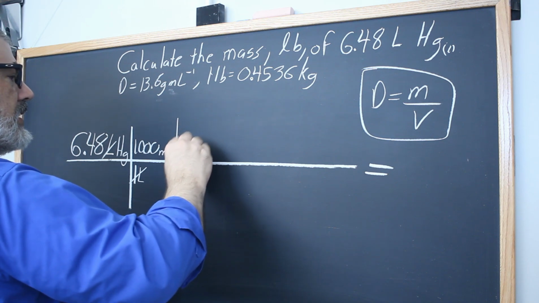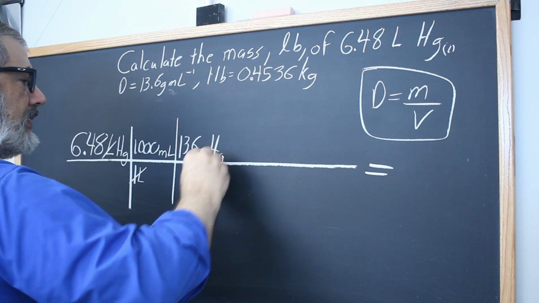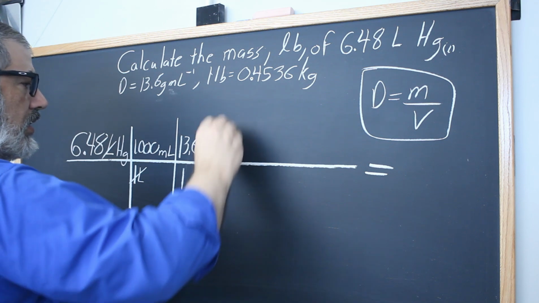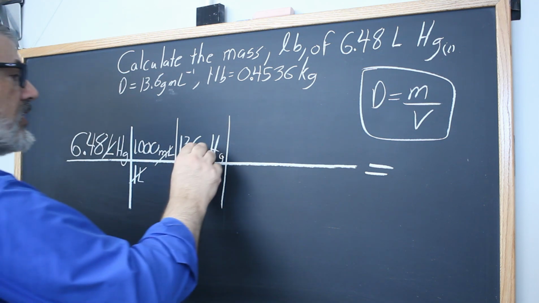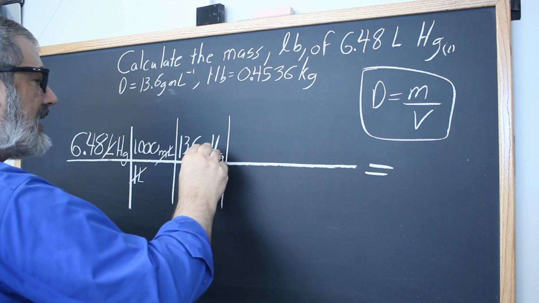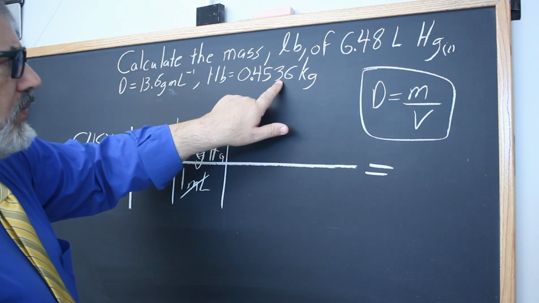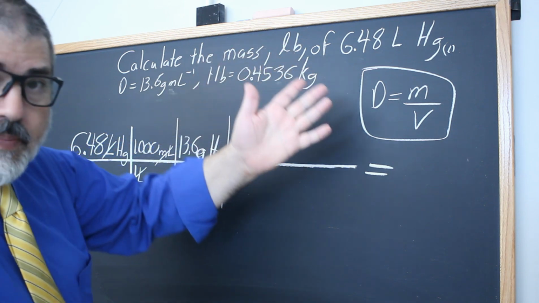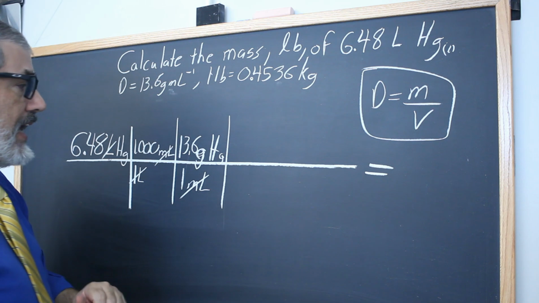So 13.6 grams of mercury for 1 milliliter. Okay. Now we're in the unit of grams. That is mass, which is what we want to use. But we're trying to get to pounds, right? And we've got a conversion of pounds to kilograms, not to grams.